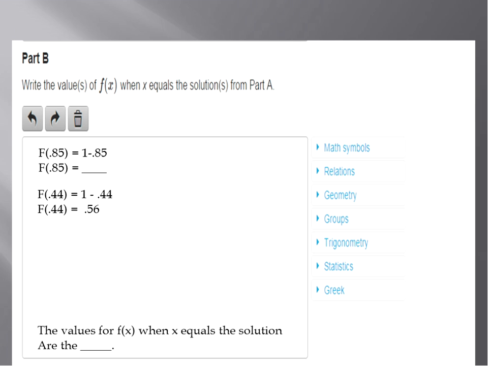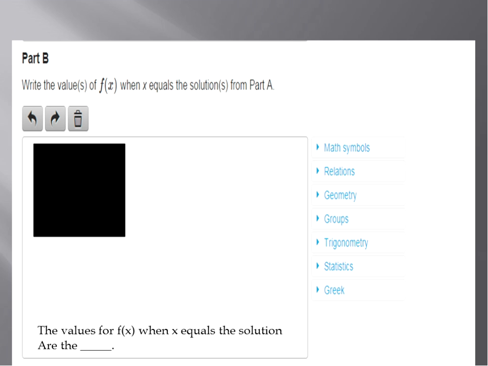Part B. Write the values of f of x when x equals the solutions from part A. So when x equals the solution, first of all, f of x, remember, is the function 1 minus x. Okay? So one of our solutions for x was 0.85. So what is f of 0.85? We substitute 0.85 into my equation for x and solve. So 1 minus 0.85 is simply 0.15.